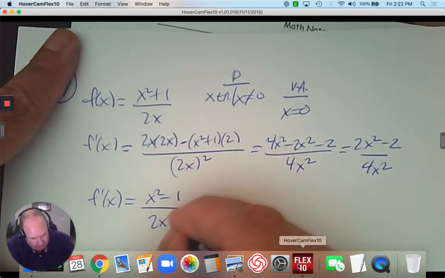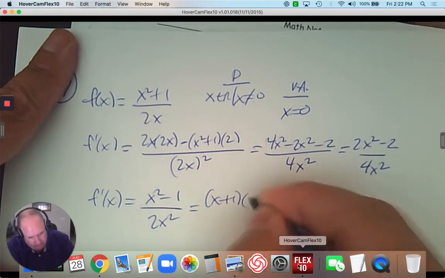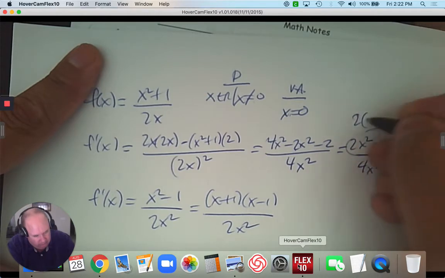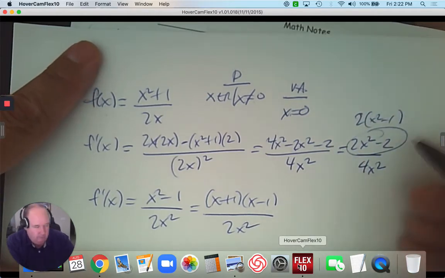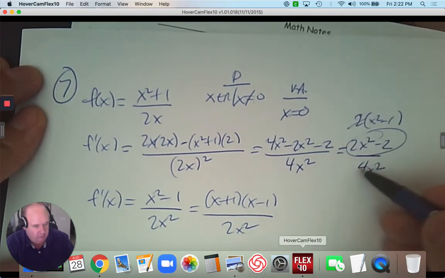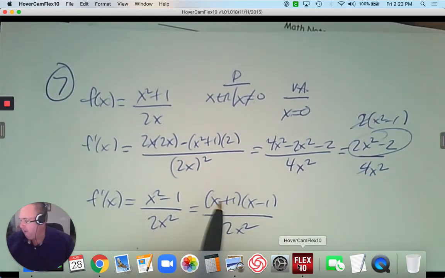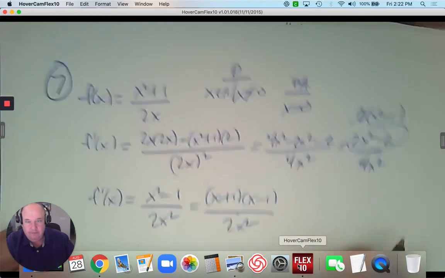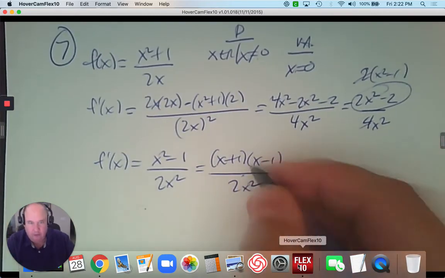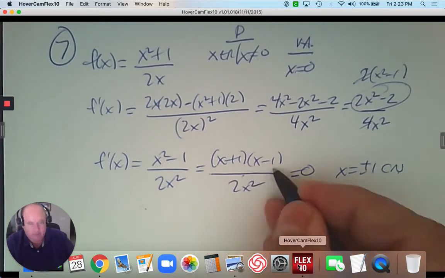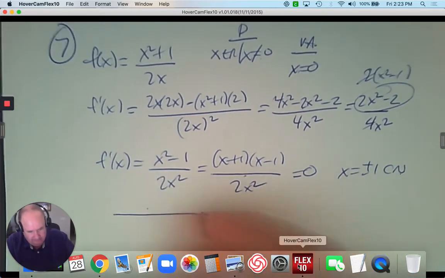all over 2x squared. The top is a difference of squares so that you can see the critical numbers easier. So this numerator, if you factor out a 2, we have x squared subtract 1. I'm just taking a 2 into 4 2 times. And then what you're left with is a difference of squares. So if you made it equal to 0, just look at the numerator. So the two critical numbers are positive and negative 1. That's what makes the numerator 0. Do a number line.